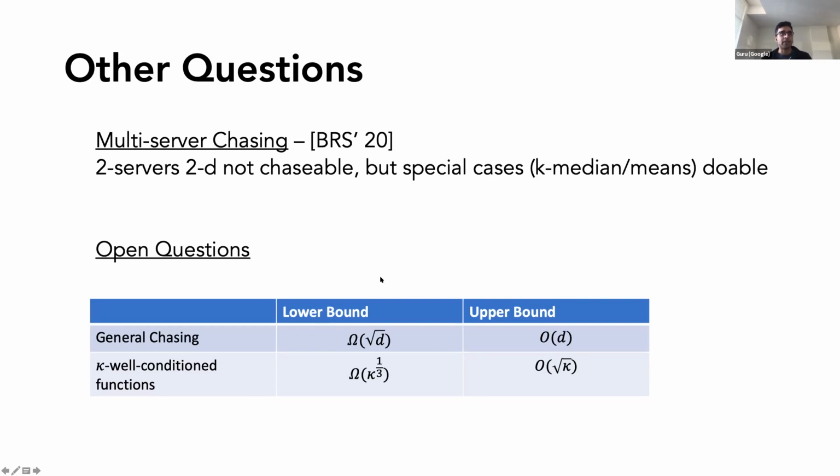And lastly, maybe I'll just mention that there are still lots of open questions in the area, but the main ones are, can we close this gap for general chasing, which is, can we do better than O of D in the upper bound? At least that's what most people believe is the correct answer. And similarly, if you're well conditioned, maybe we can do better than this square root kappa and get closer to this kappa to the 1/3.